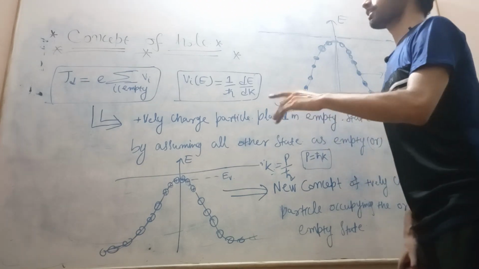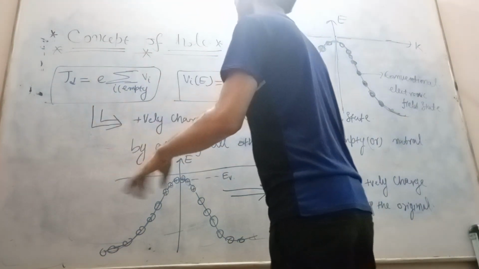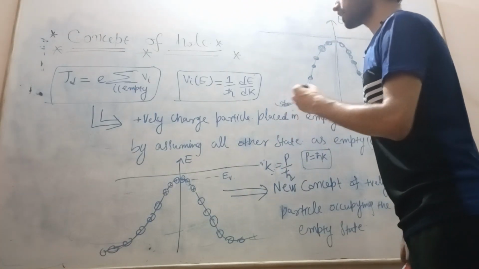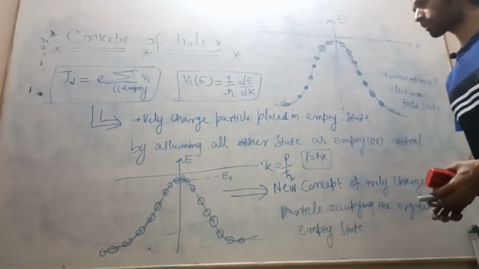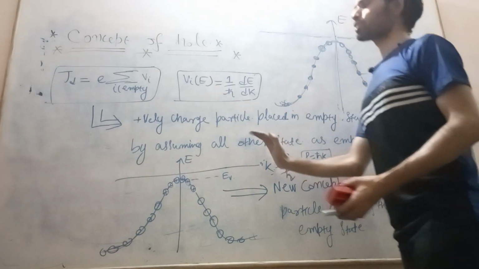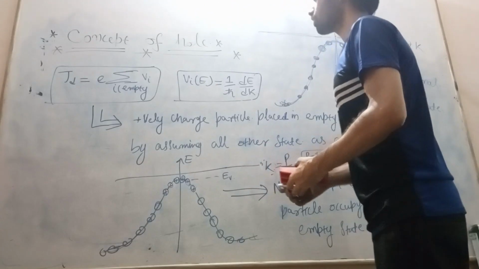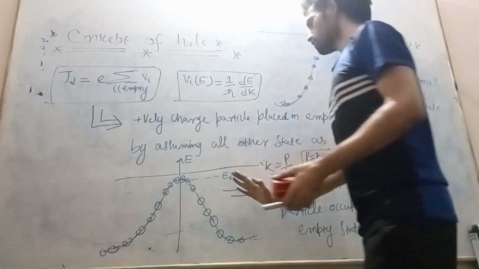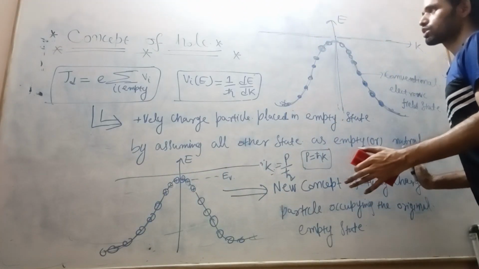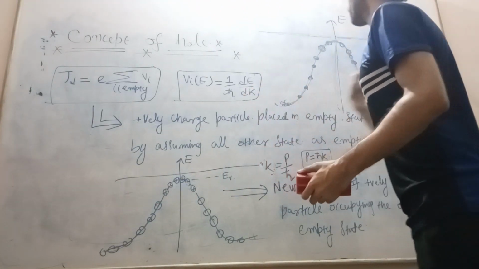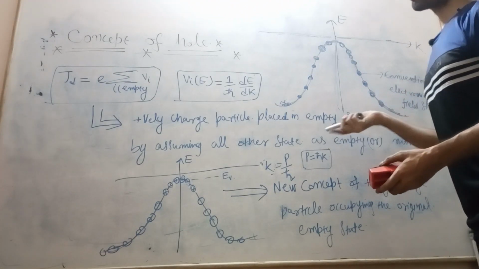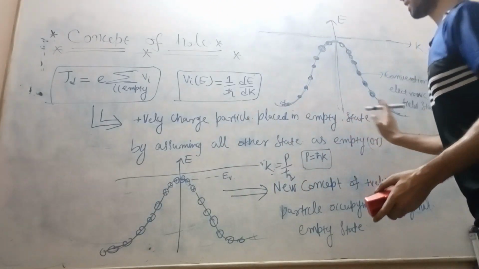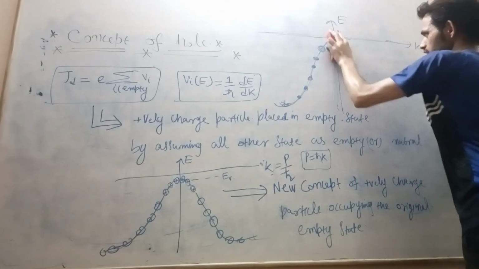Hole itself is a positively charged empty state, which gives rise to current. It is the second important charge carrier for the semiconductor, responsible for current. So in a general way we have seen the concept of hole through the energy versus k diagram, and next we will go to the effective mass of electron in the valence band. Thank you.